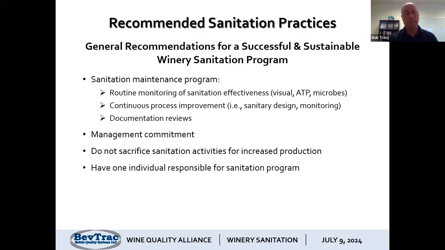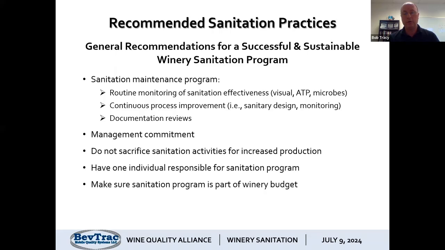Have one individual responsible for the sanitation program. Again, this is one of the areas that's more for larger wineries, which have a lot of sanitation personnel. In those situations, you definitely need somebody who's in charge of sanitation, because you don't want multiple people in charge of sanitation saying different things. You want one person saying the same thing.